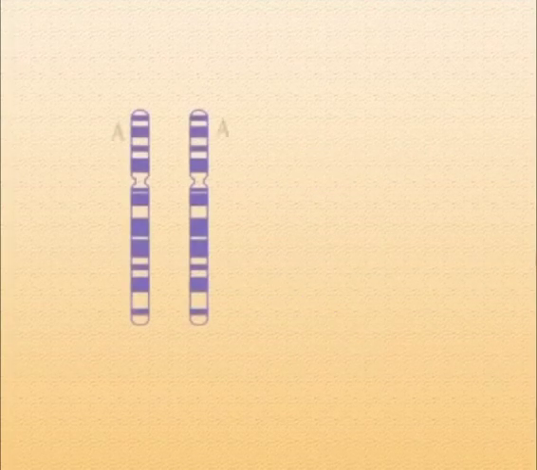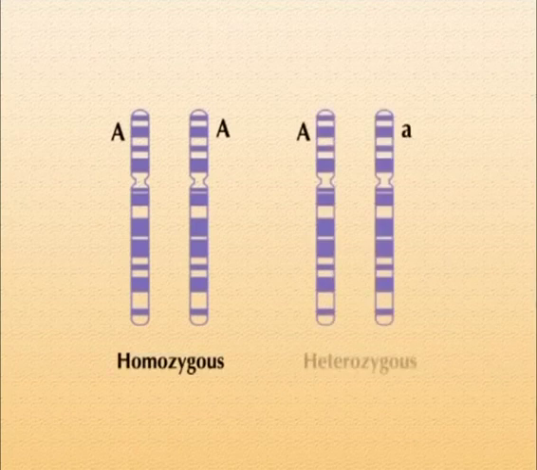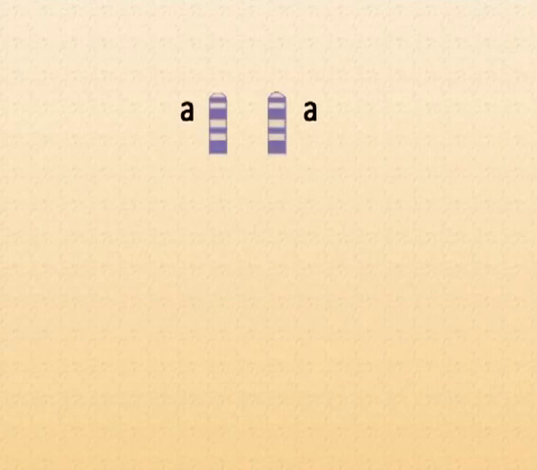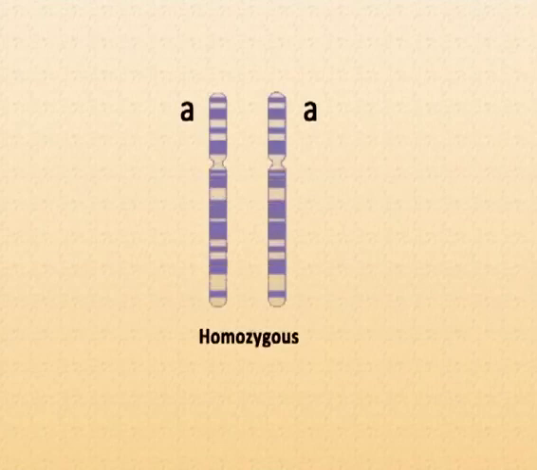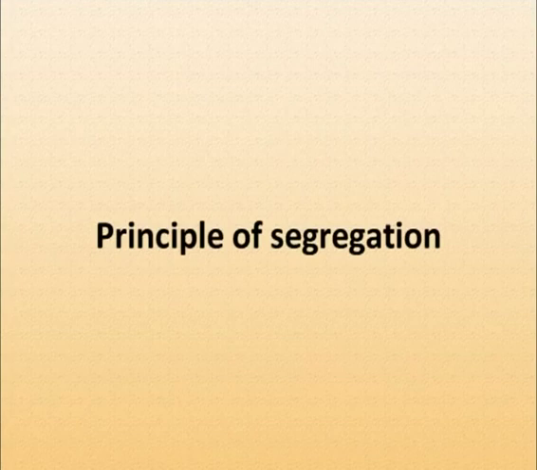The dominant allele can express in homozygous as well as in heterozygous condition, whereas the recessive allele can express only in homozygous condition. Based on his monohybrid and dihybrid crosses, Mendel proposed 3 laws of inheritance. Number 1, principle of segregation, which is also called law of purity of gametes.